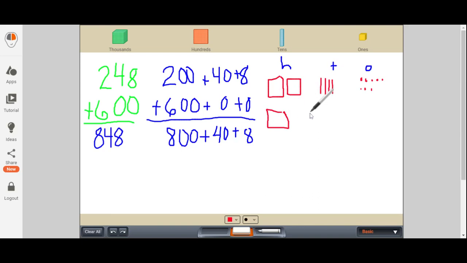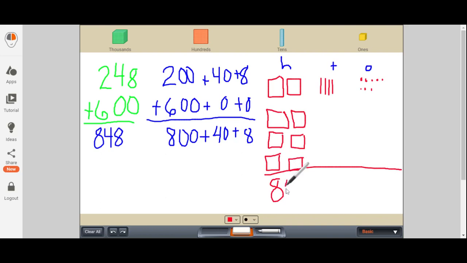So there's 100, 200, 300, 400, 500, 600. So there is my picture model. If I count this up, I have 100, 200, 300, 400, 500, 600, 700, 800. So there's 800 plus 4 tens, which is 40, plus 8 ones. So the same answer, two different ways.